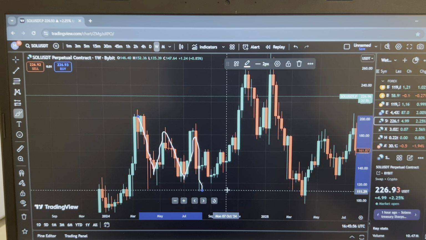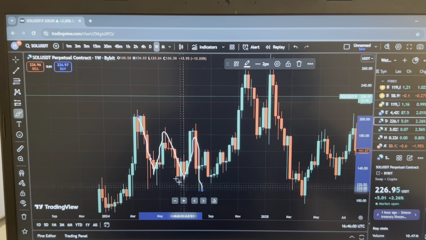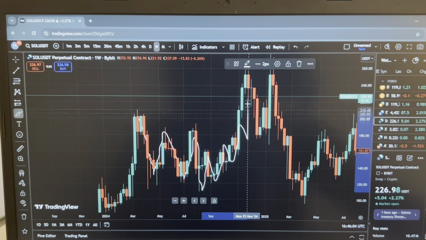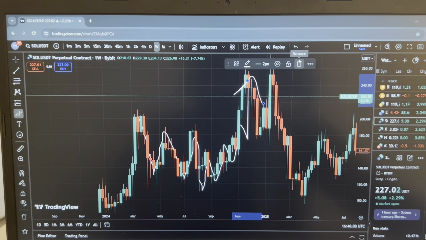So right here, this is the actual lowest point of that downtrend, and it has shifted to an uptrend and it has gone up. Okay, so it has basically gone up.